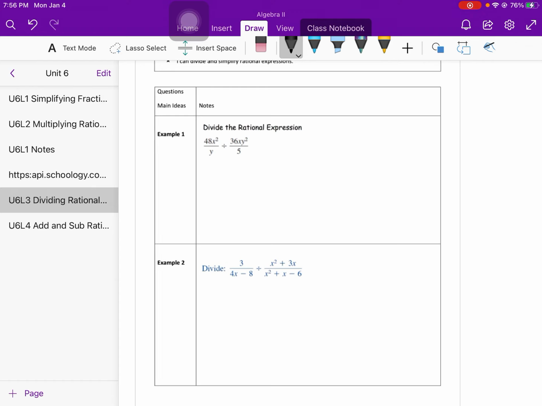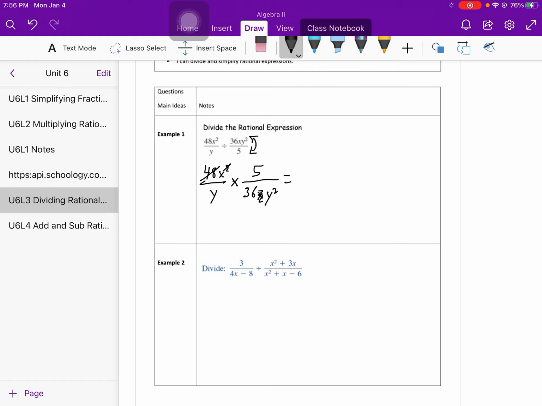So for example 1 here, we have 48x squared over y. So we keep that fraction the same. And then the second one, we change it from division to multiplication, and then you just flip the order. So now your denominator and your numerator switch. So now we have 5 on top and 36xy squared on the bottom. Okay, we have x squared on the top and a single x on the bottom. So we can get rid of that x, get rid of that exponent here.